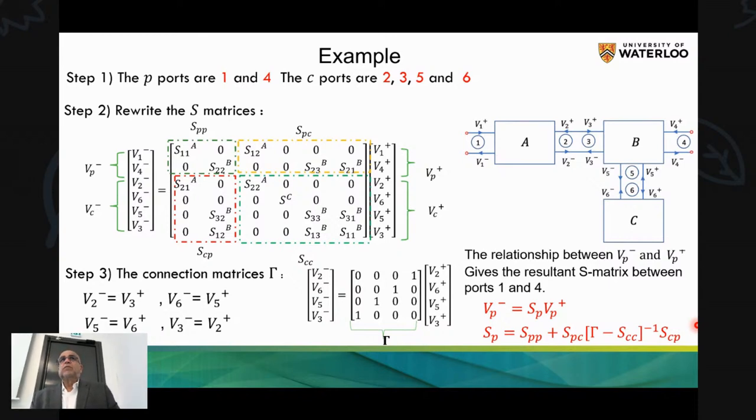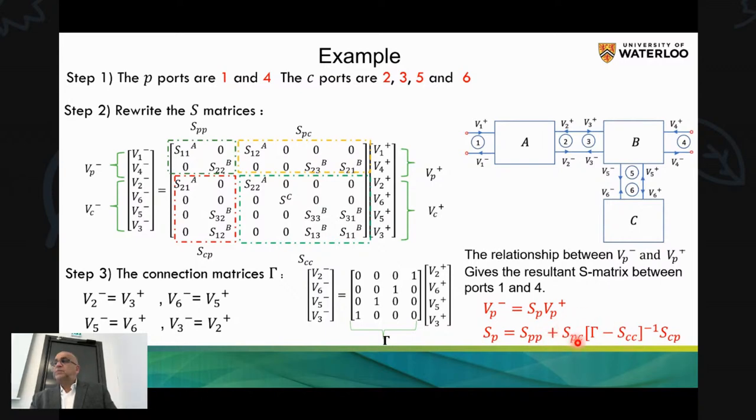External ports, how many external ports do we have? We have 2, right? So the resultant matrix should give me a 2x2. If you think about it, SPP is 2x2, SPC is 2x4, and Gamma and SCC is 4x4. When you invert it, you get 4x4, right?